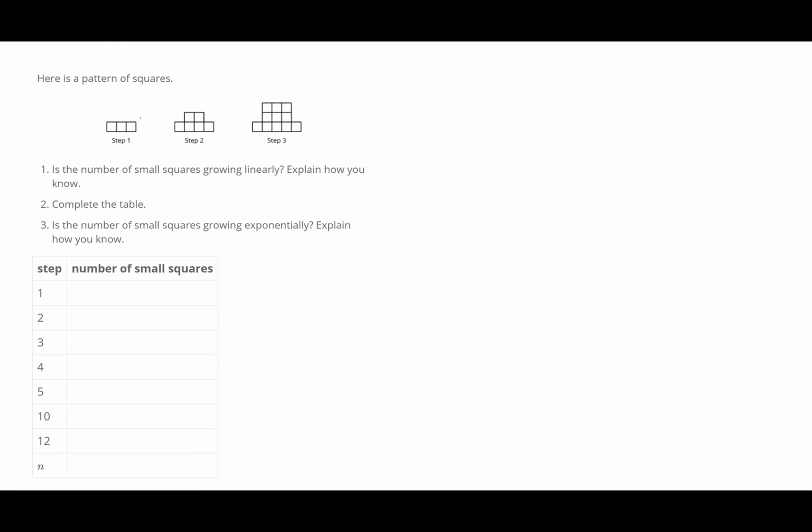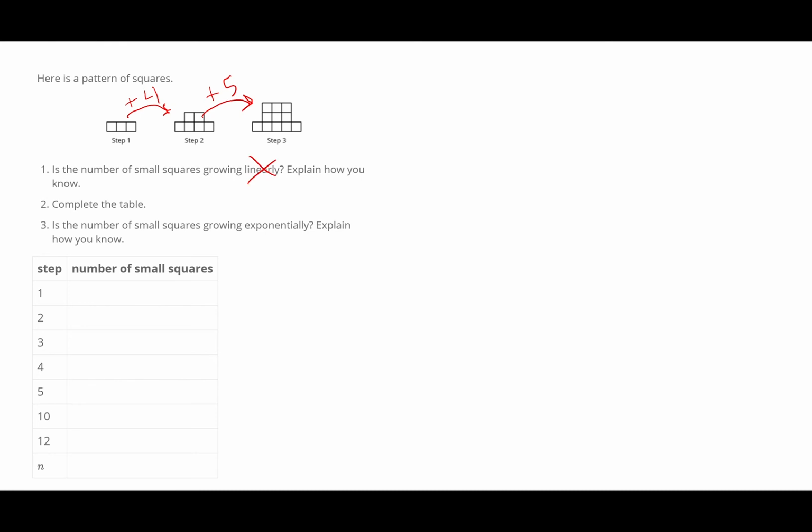One way we would check if something is growing linearly is, does it have the same rate of change? So from one step to the next, is it adding the same number of squares? Step 1 we have 3, but step 2 we already have 6. And by step 3, there's already 11. So that's not growing by the same amount. So that's not going to be linear.